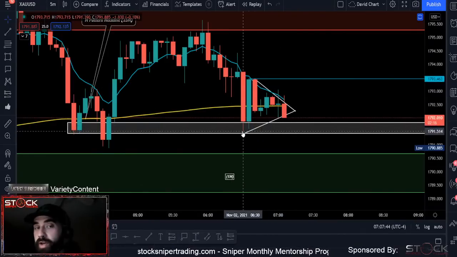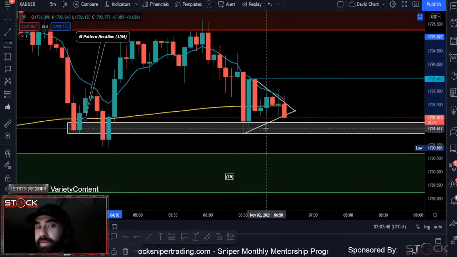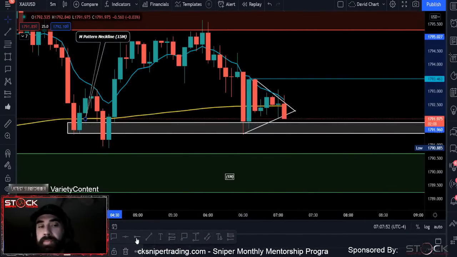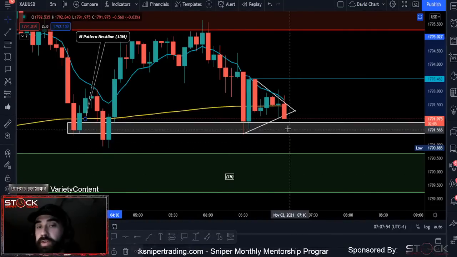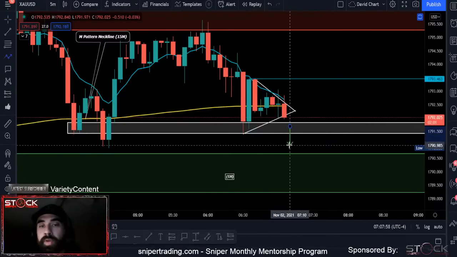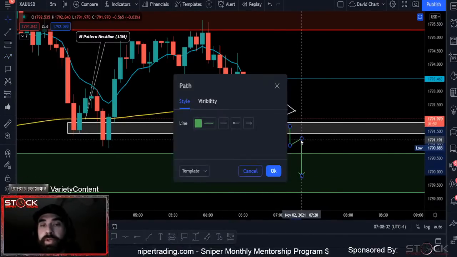If it gets below here, guys, remember, we have an overall M pattern forming on the 15 minutes, so we could have a continuation, all right? But let's just give this a little bit of time. Price has opportunities to go either way if it starts to break here. Remember, we have that overall 15-minute M pattern forming.